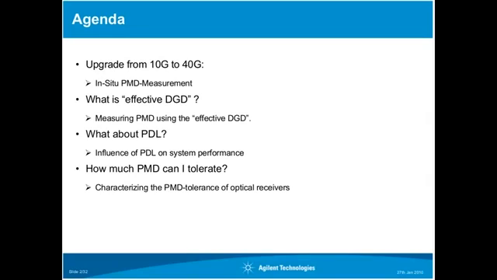In this context, the term effective DGD, effective differential group delay, is popping up. So I'm going to explain what that's about. And lately, when we talk with people about Polmux systems in the area of 100 gigabit, it turns out that questions arise with respect to PDL. So I'll shortly address this topic because we did some work on that too.